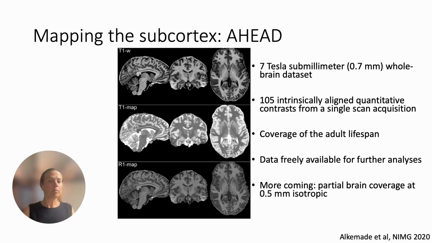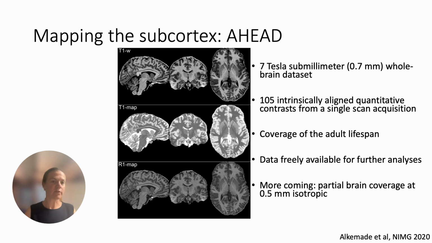So we started this a whole bunch of years ago already, and the first modality we started to investigate and acquire was in vivo MRI. And we acquired a big data set, which is available for download if you like. What it contains is 7 Tesla sub-millimeter whole brain data sets. They are intrinsically aligned contrasts, because we acquire them using a single scan acquisition, and we have images of 105 volunteers. We cover the entire adult lifespan, so inclusions were between 18 and 80 years old.